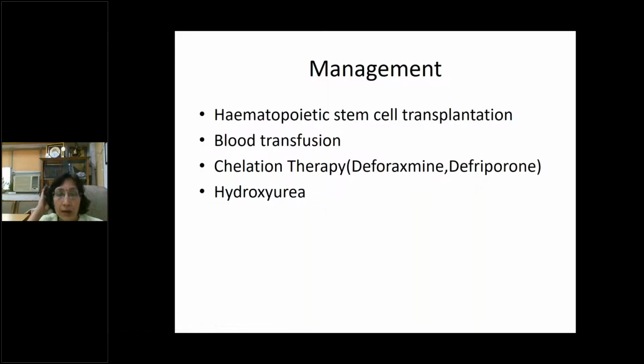How will you manage? Of course, you have to manage the anemia. You have to repeatedly give packed cell volume to this patient at regular intervals. If you are giving regular blood transfusions, ultimately it can lead to an increased ferritin level. Then you have to prescribe chelation therapy, either oral or intravenous. Lately there is stem cell therapy and bone marrow transplantation. Trials are still going on for gene therapy, but we have not yet had success in these types of patients.